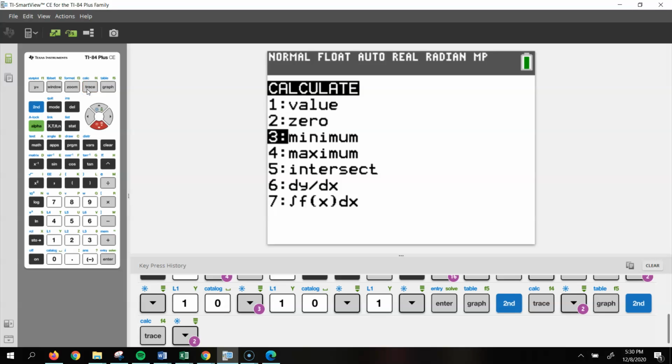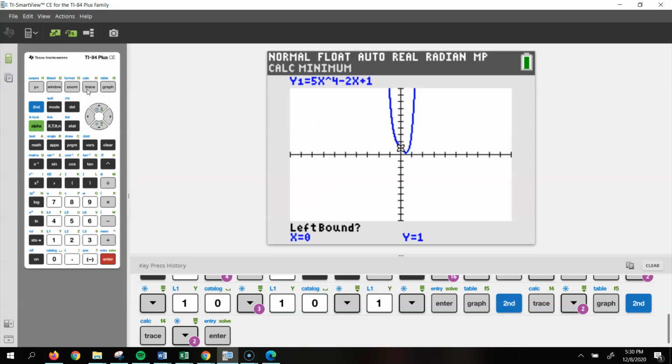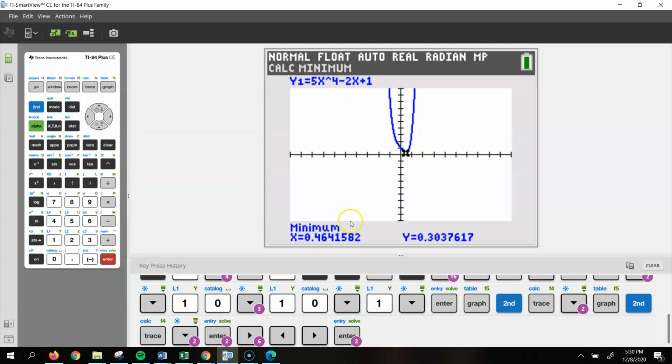We want to select minimum. And so remember, we set that cursor somewhere to the left of that minimum point, and then just hit enter on your keypad. And then we're going to arrow over anywhere to the right to that lowest point, and hit enter again, and then hit enter one more time, and there it puts the cursor at the lowest point. So the lowest point is where x is 0.464 and where y is 0.304.